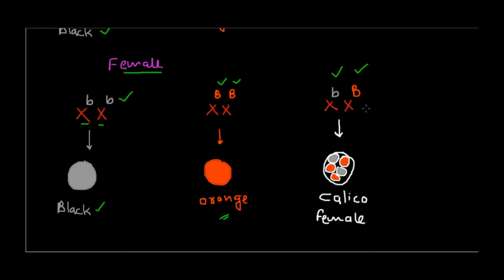What is going to happen in the embryonic stage? Randomly in the cell, either of the X chromosomes would get inactivated, right? We saw 50-50 chance. In the cells where the X chromosome containing orange color pigmentation is inactive, those cells would have only the black color pigmentation present. And for those cells where the X chromosome containing the black color allele is inactivated, they would express orange color, right? So here you have a mosaic. Here you have a combination of both types of alleles. As a result, what you get is the calico female, right?